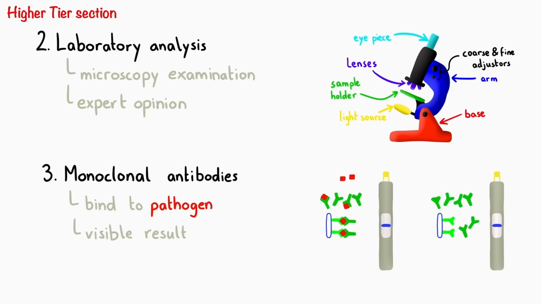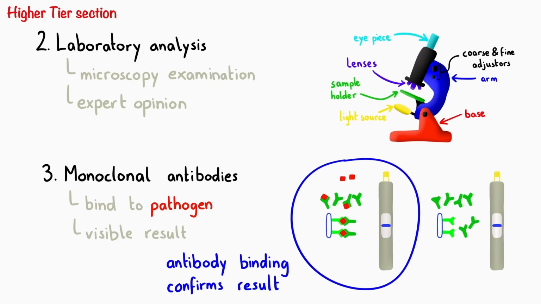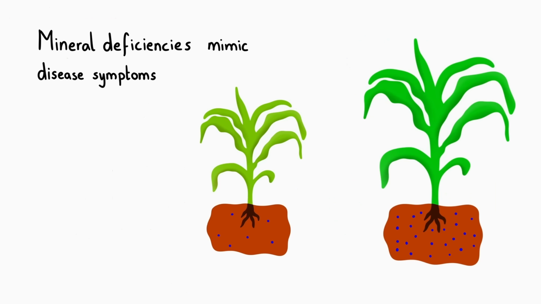Modern testing kits are also available that use monoclonal antibodies to identify specific plant pathogens. These work similarly to the testing kits we discussed in our previous episode. The antibodies bind to particular pathogens, giving a visible result that confirms their presence. It's important to note that not all plant problems are caused by pathogens. Plants also require specific mineral ions from the soil, and deficiencies can sometimes produce symptoms that resemble disease.